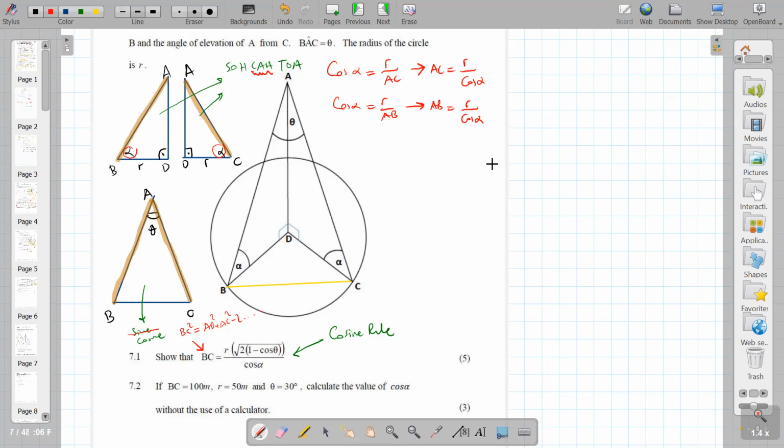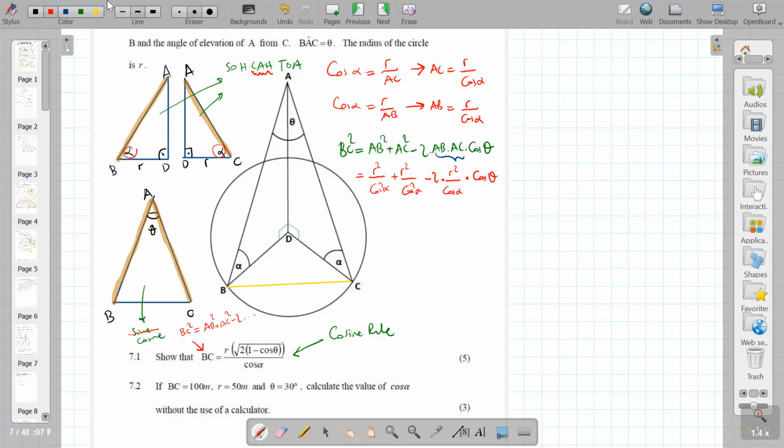Now, can I apply this into the cosine rule, the inclined triangle? Yes, it just won't look nice. So BC square is AB square plus AC square minus 2 times AB times AC times cosine theta. Now, let's do the substitution. AB square is R square over cos square, plus R square over cos square. Now minus 2 times, since they are the same, I'm not going to rewrite them, R over cos times R over cos times cosine theta.